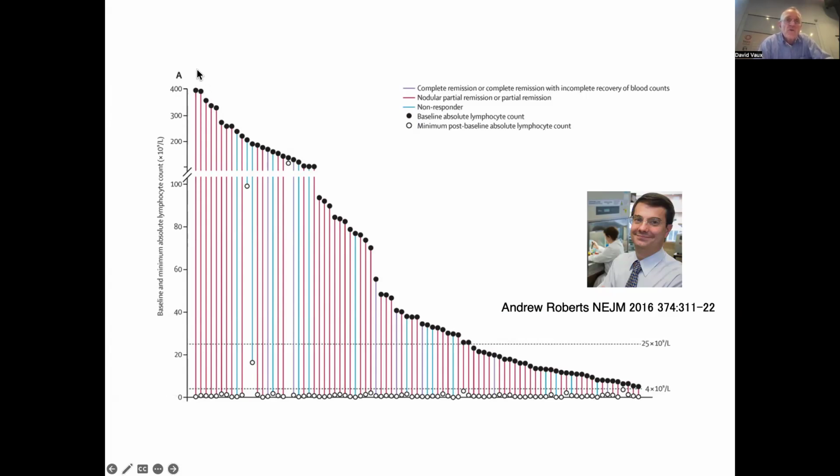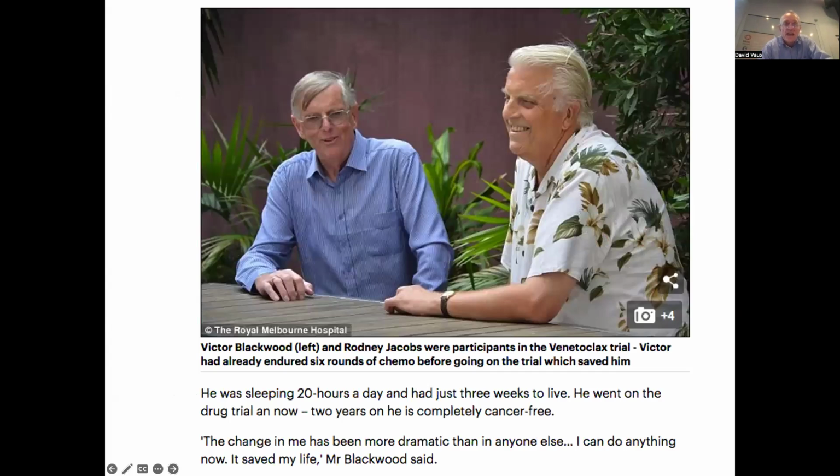And the bottom, when you go down from that black dot down to that white dot, that was the lowest level they had after treatment with this drug, venetoclax. So almost every patient responded very rapidly to this drug. And some of the patients had ongoing responses. And here's a couple of patients, and they'd previously been through standard chemotherapy, multiple rounds of chemotherapy, and now they're resistant to the chemotherapy. And they were enlisted in this trial with venetoclax. And I believe these guys are still alive today.